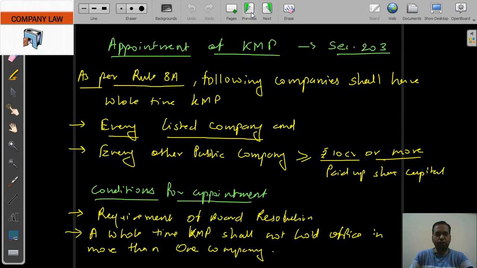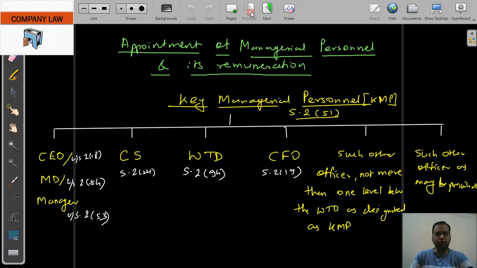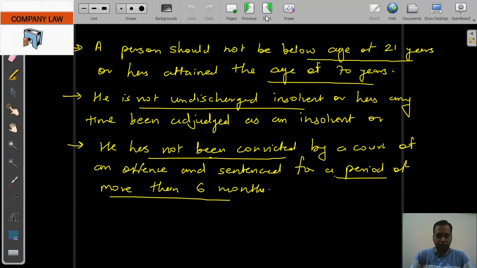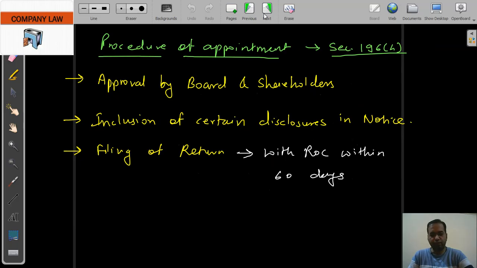Very quickly we can go through the provisions we have done. So today we started with, in this particular session, appointment of the managerial personnel. We tried to understand the concept of key managerial person. Who are key managerial persons? So CEO, MD, manager, company secretary, WTD, CFO or such other persons are the key managerial persons. Then we tried to understand the appointment provisions of the key managerial persons under section 196. Then we talked about the procedure for appointment of the key managerial person.